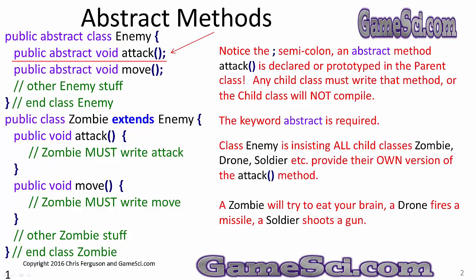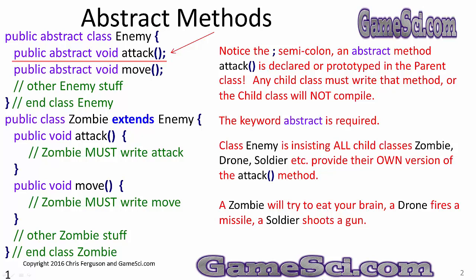Public abstract void attack semicolon. Notice the semicolon. This is an abstract method attack. It's declared or prototyped in the parent class. Any child class must write that method or the child class will not compile. The keyword abstract is required on this line. The class enemy is insisting that all child classes, zombie, drone, soldier, vampire, etc., provide their own version of the attack method.